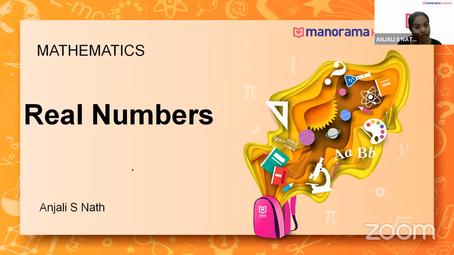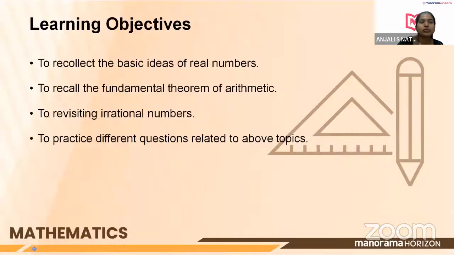So this is our first chapter, real numbers. And comparing to the other chapters, this is a simple chapter. And this covers only very simple topics. All concepts covered in this chapter are very simple. You can easily understand all topics covered in this chapter. Okay. So today we are going to recollect some basic ideas of real numbers, and we have to recall the fundamental theorem of arithmetic, and finally we have to revisit irrational numbers, and we have to practice some questions from the chapter.